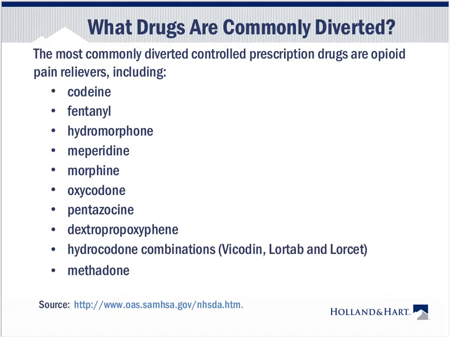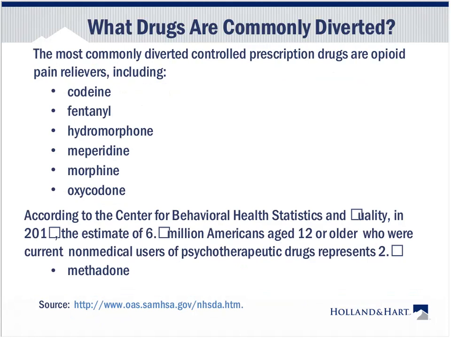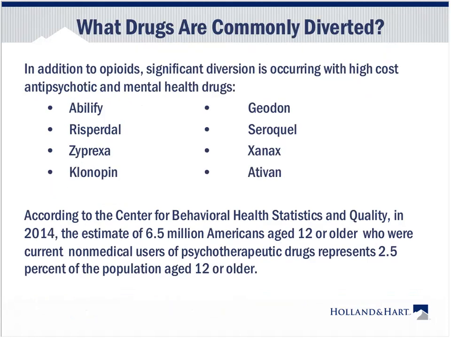The most common is really the opioid pain relievers. And here's a list of those: codeine, fentanyl, just the usual suspects that you would think of. They're the most common drugs that are diverted. But interestingly, in addition to opioids, significant diversion is occurring with high-cost antipsychotic and mental health drugs, things that lots of people take, lots of teenagers even take, and they're being diverted in schools and other places.